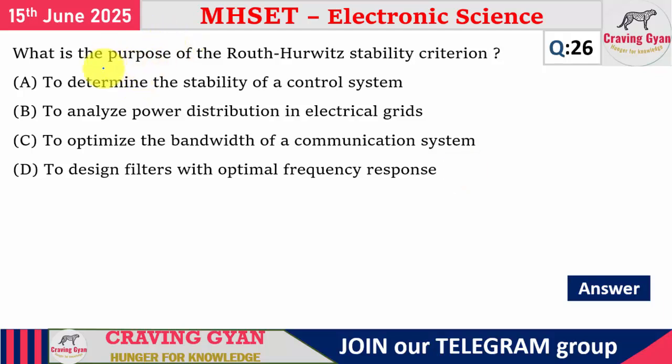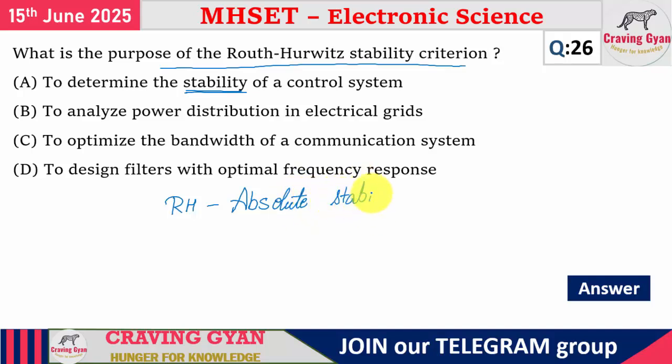In this, what they have specified is: what is the purpose of the Routh-Hurwitz criteria? We know that the Routh-Hurwitz criteria is for the determination of absolute stability. If I am speaking with respect to RH criteria, it is for absolute stability, nothing but whether the system is a stable system, marginally stable system or unstable system.